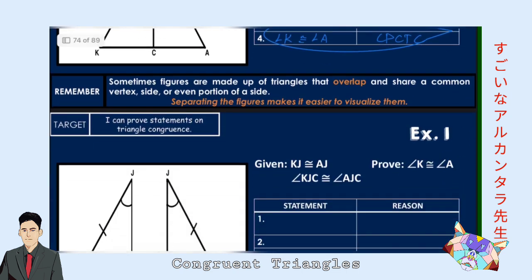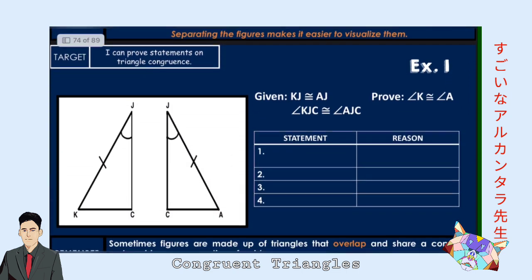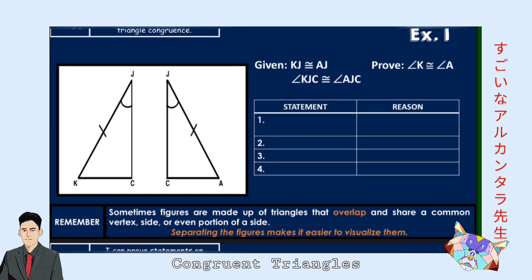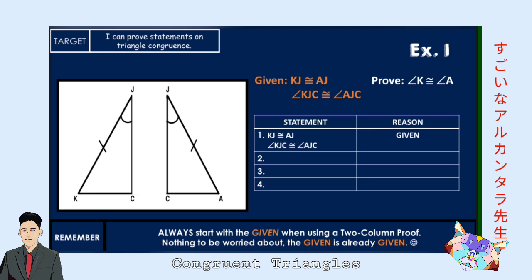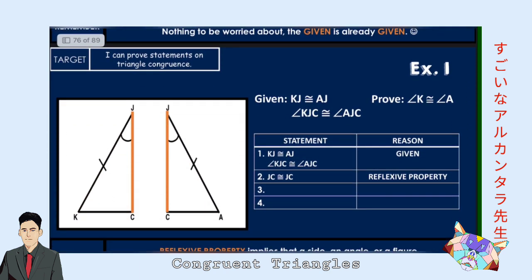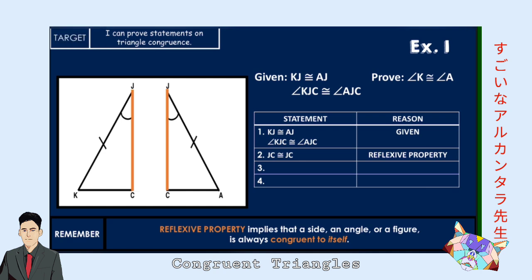So first, we separate the image and we write the given. As you can notice, they share the same side and it's going to repeat for both triangles. So the first statement again will always be the given. Always start with that. There's nothing to be worried about it. The given is already given. So once you deal with it, you can take note already that they both have the JC. That's what they share. So since JC is congruent to JC, that's by reflexive property. Nothing else to worry about there. We already established that a side or an angle or a figure will always be congruent to itself.